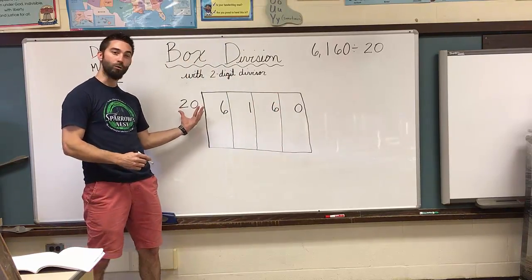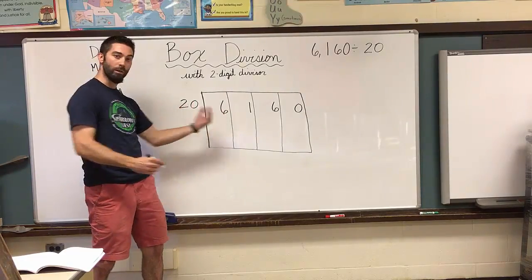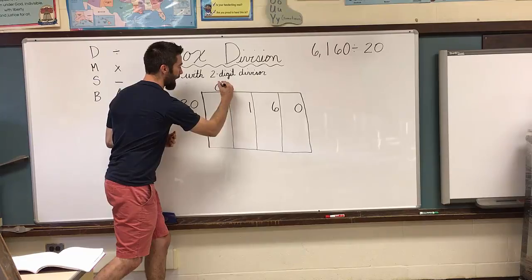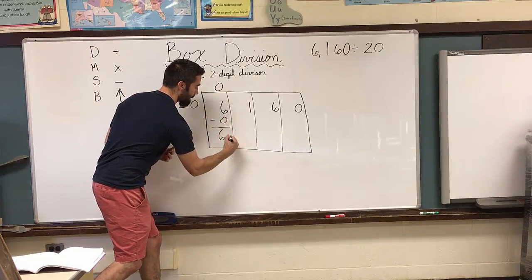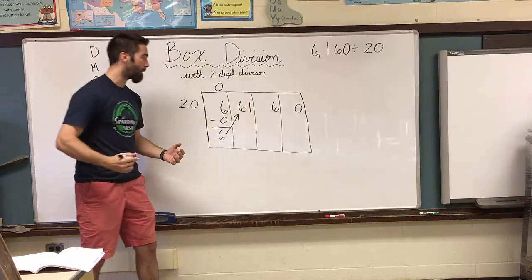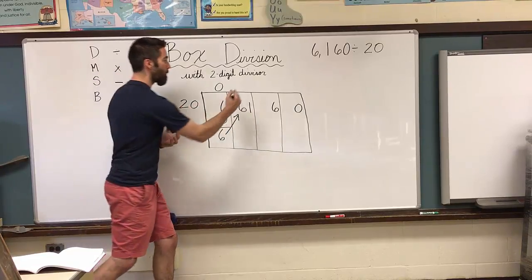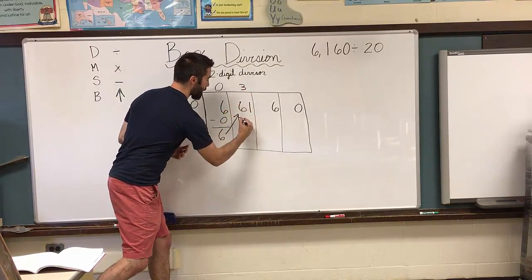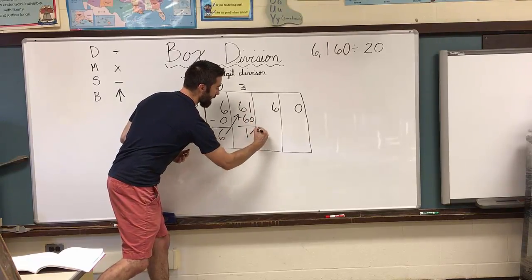First step, 20 into 6, and it goes 0 times because I can't make a group of 20 with only 6. So I put a 0 above that 6, subtract 0, and then bring up the remainder, and it's 61. So now I'm dividing into 61. So 20 goes into 61 3 times. I subtract, remainder of 1, and I bring that 1 up.